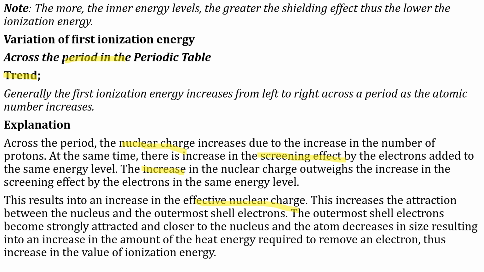So after talking about which one outweighs the other, you have to talk about effective nuclear charge. In this case, increasing nuclear charge outweighs increasing screen effect. That means that we expect an increase in effective nuclear charge. And if effective nuclear charge increases, attraction of outermost electrons will increase. Now, if outermost electrons are strongly attracted by the nucleus, that means that to remove such an electron will require significantly higher amounts of energy, which correspondingly leads to higher values of ionization energy.